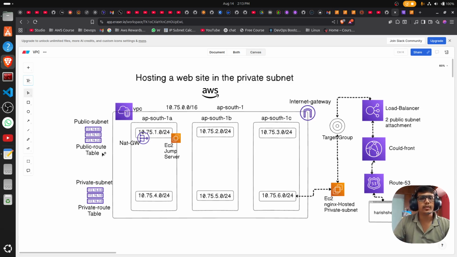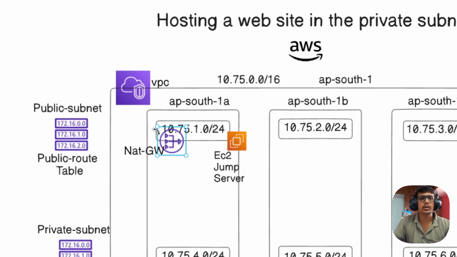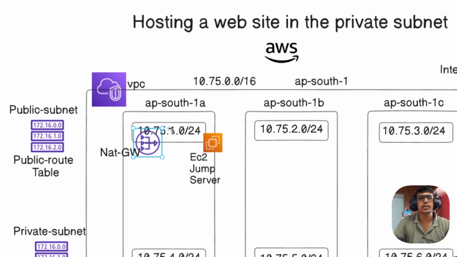Now we have to attach this NAT gateway route to the route table of the private subnets.